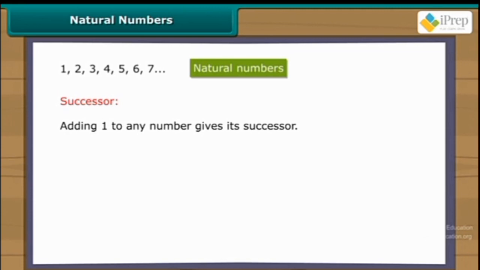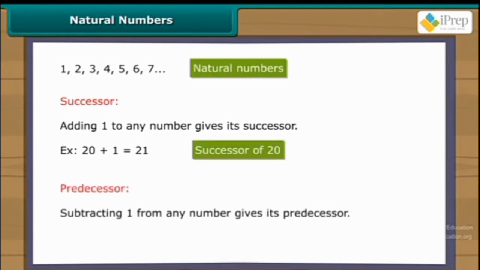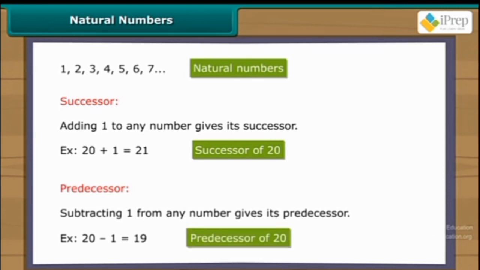We use 1, 2, 3, 4 to count the objects. Counting numbers are also known as natural numbers. Adding 1 to any number gives its successor. Example, 1 added to 20 gives 21, which is the successor of 20. Subtracting 1 from any number gives its predecessor. Example, subtracting 1 from 20 gives 19, which is the predecessor of 20. Interesting question. What is the largest natural number?